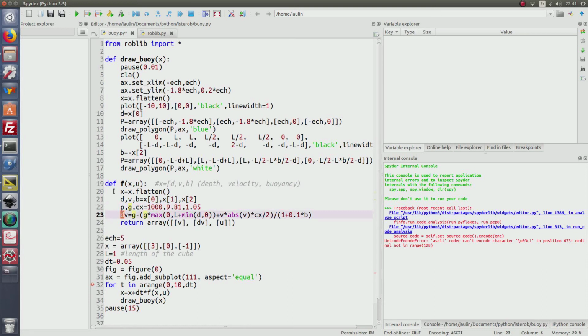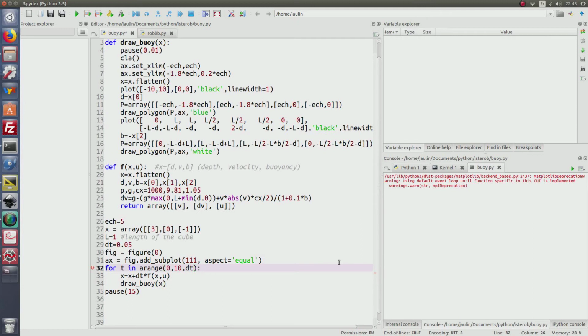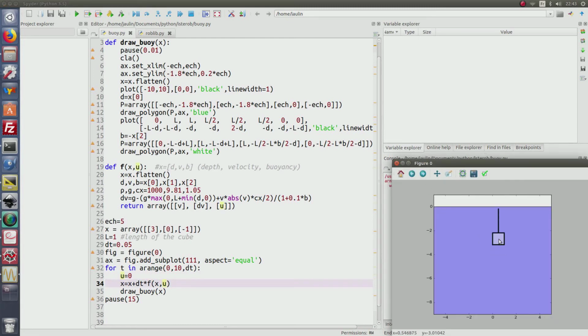And V dot, as explained thanks to Newton's law, we have obtained that it is given here, and I return V, dv and u, as explained before. Here I have to put this and initialize u, for instance, to 0. It means that I don't change the volume of the ballast. I run this, and we can see the buoy moving upward, which is normal, and oscillating at the surface, which is also normal. The buoy is empty, so the buoyancy is positive and the buoy goes upward. So the simulation has finished.